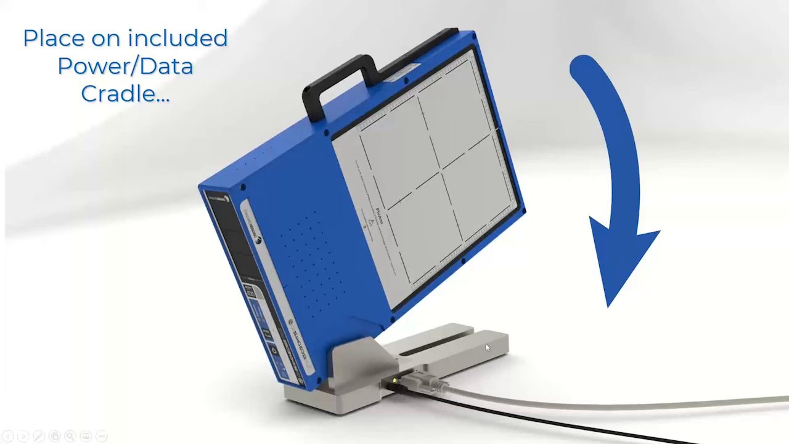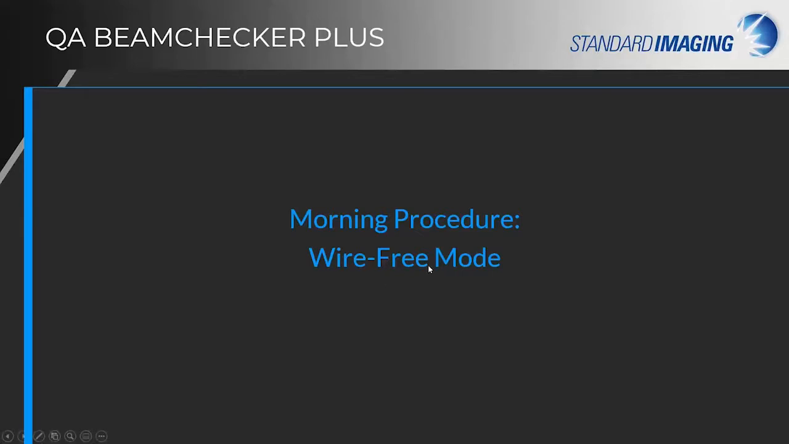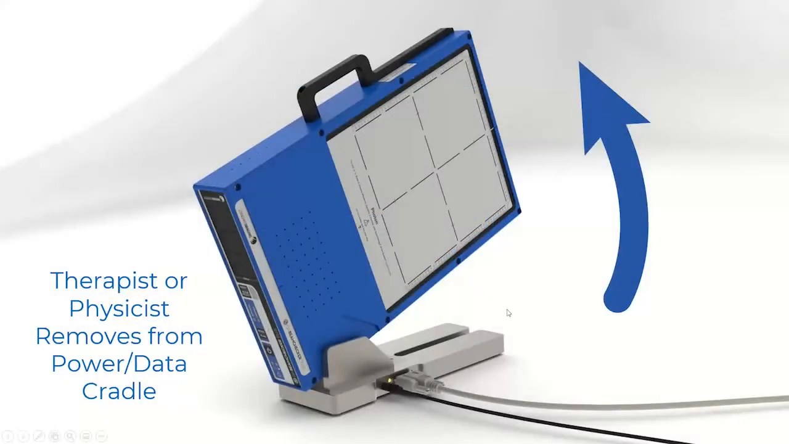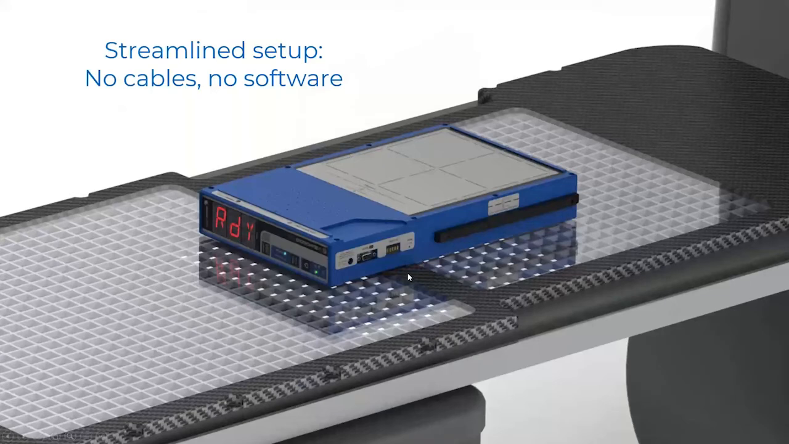Holds it vertically so it doesn't take up a lot of space for you. Most people keep this in the control room. And the therapist just comes in the morning, grabs it, and takes it out. They're ready for their QA. And in the morning procedure now, in this wire-free mode, they simply remove it from that power data cradle, and they set it back onto the treatment couch. They have no cables that are required.